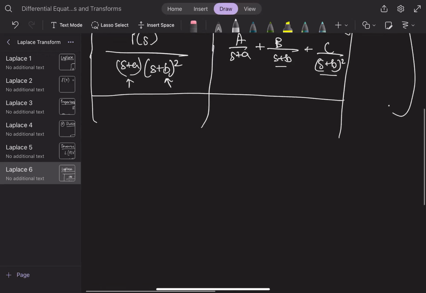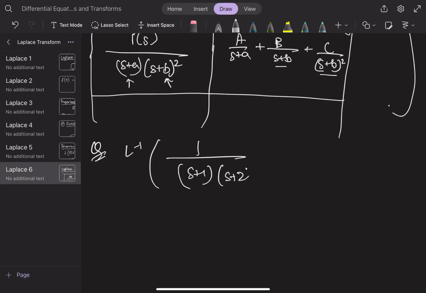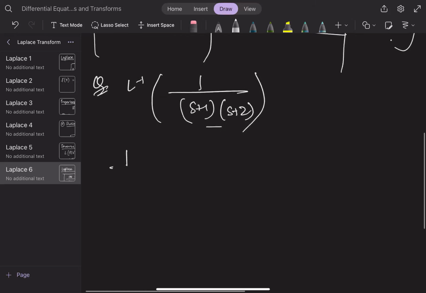So I'll start with the most simple one. So for example, your question is Laplace inverse of 1 upon s plus 1 into s plus 2. Now you cannot directly take the Laplace inverse of these as they are multiplied together. So we need to write this as, so let's write it like this. Now as you know, if you have a direct factor s plus a, you can break it into a upon s plus 1 plus b upon s plus 2.